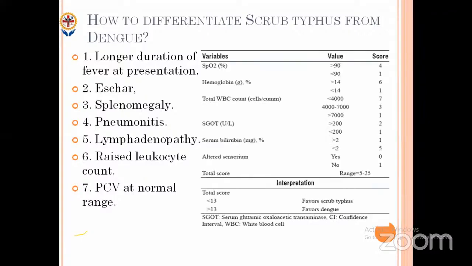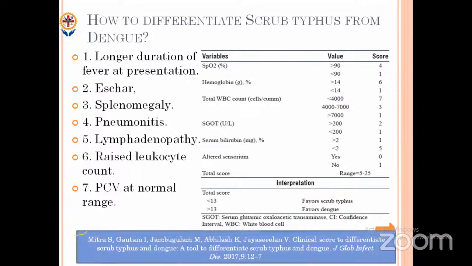There's an important study done in CMC Vellore about the differentiating features of dengue from scrub typhus. They have taken parameters like SpO2, hemoglobin, total count, SGOT, bilirubin, sensorium, and a total score. Among them, the total count will be high in scrub typhus and low in dengue. SGOT will be very high in dengue and less in scrub typhus. Depending on the parameters, a score of less than 13 favors scrub typhus, and more than 13 favors dengue.